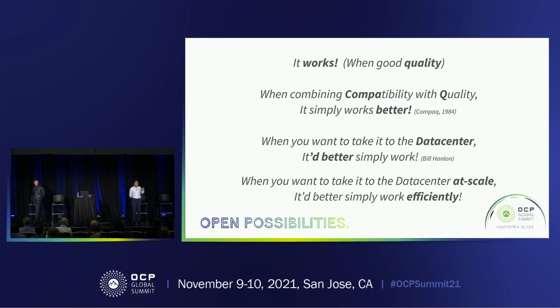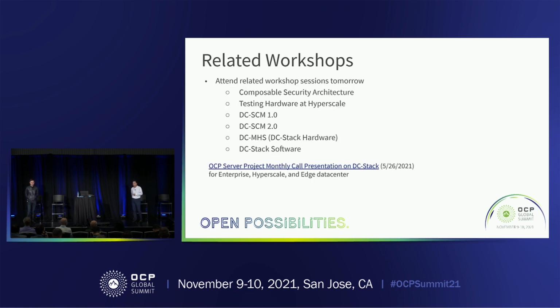And now as part of a larger data center, I've learned that, man, if you want to take it to the data center at scale, it better simply work efficiently. And that's the major tenet of OCP: space efficiency, power efficiency, cost efficiency. And that's the work that we have in front of us as well. So with that, I'll leave you with some of this related work and basically beg for your contributions, for your feedback, for your engagement in various OCP projects.